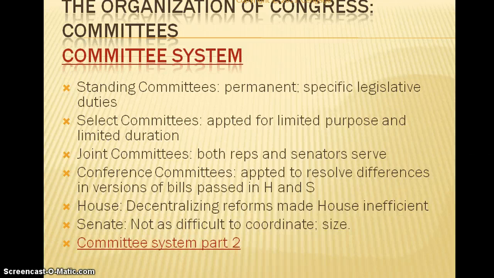Policy-oriented members are attracted to finance or foreign policy committees, and constituency-oriented members are attracted to small business or veterans affairs committees.